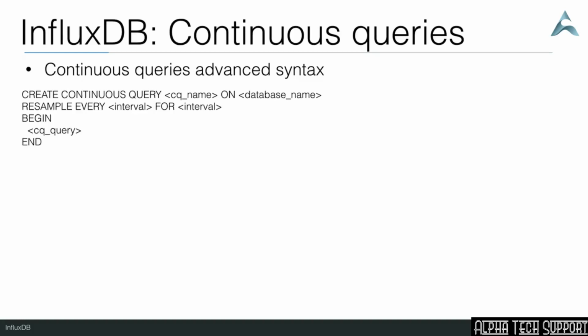When the continuous query executes, it runs a single query for the time range between now and now minus the for interval in the resample clause. If the for interval is 2 hours and the current time is, let's say, 17:00, the query's time range is between 15:00 and 16:59.99.